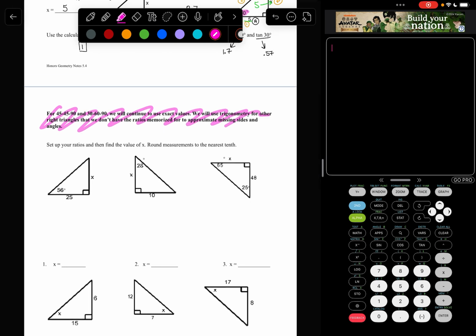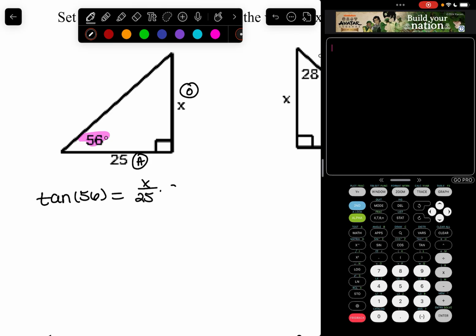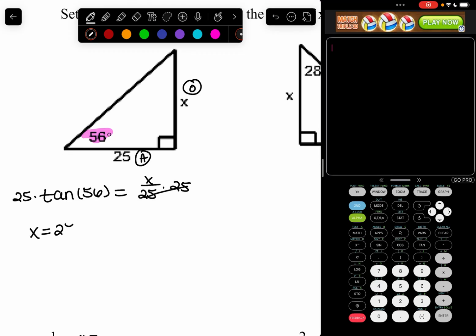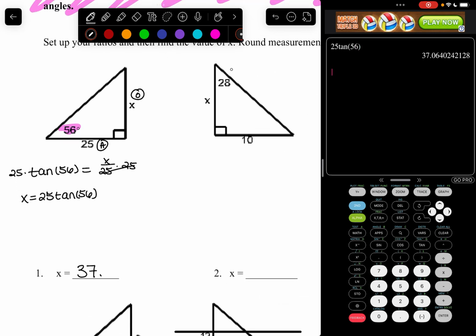All right, it says set up your ratios and then find the value of x, round measurements to the nearest tenth. I have to have my calculator for this. So here's my angle. I've got my opposite side, my adjacent side. So I'm going to say the tangent of 56 equals x over 25. We've already learned that we're going to have to multiply both sides by 25 to get it out of the denominator. And x is going to equal 25 times the tangent of 56. So 25 times the tangent of 56, and that's going to get me 37.1. Remember that we want to round to the nearest tenth.